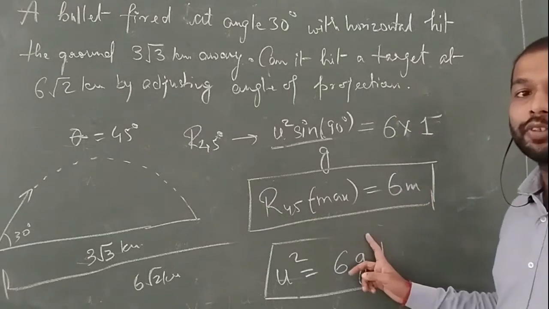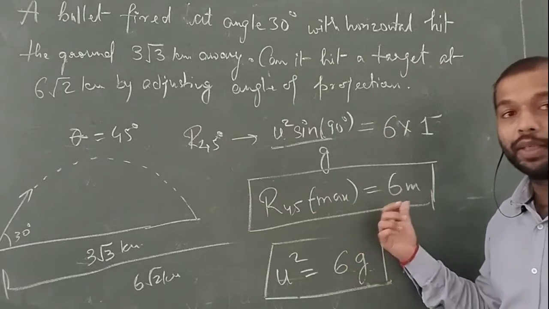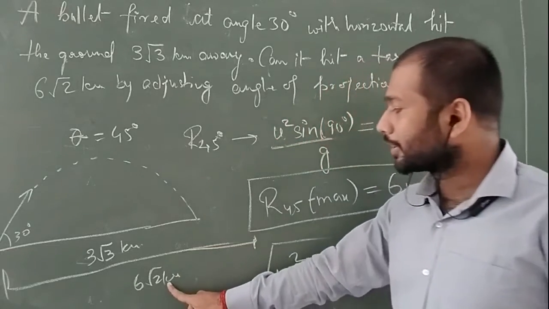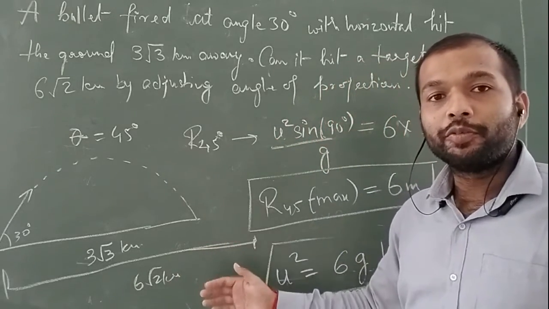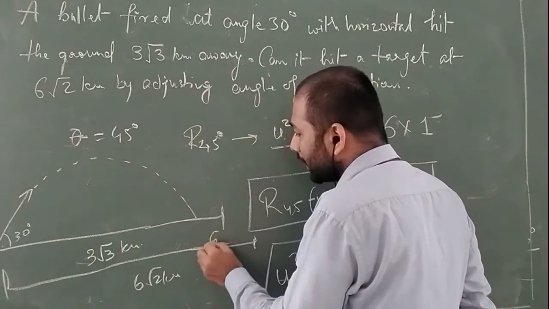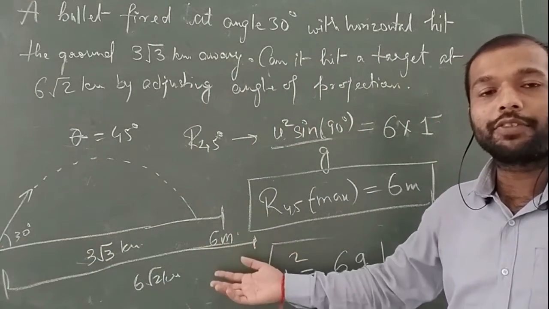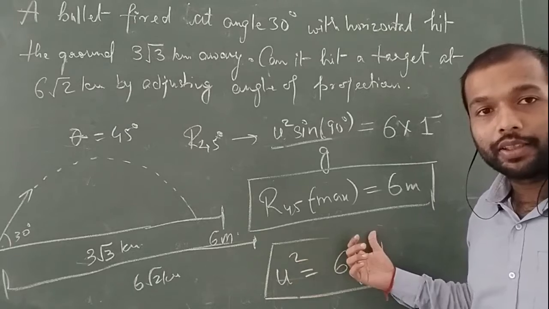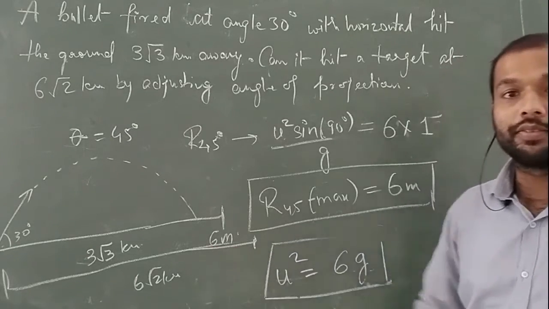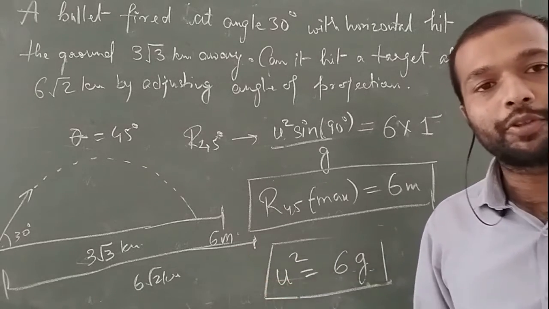So you can see the difference, that the maximum range that you can get in this projectile is only the 6 meter, but your target is actually at the 6 root 2. That means whatever you do, your projectile can only reach up to the 6 meters. It cannot go beyond it, and that's why it will never be able to hit our target at the 6 root 2 meters. So this was the conclusion of your question.